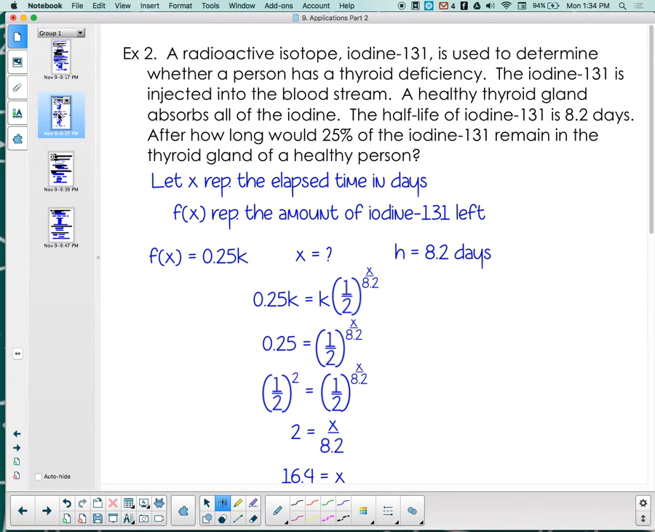Now we don't know the initial amount, but we don't need to know the initial amount here because we're talking in percentages. In this particular question, we don't have to have the initial amount because all I want to know is the percentage left, 25%. So we can let f of x be 25% of my initial amount, k. If k is our initial amount, we want 25% of that. So ultimately the k cancels out.